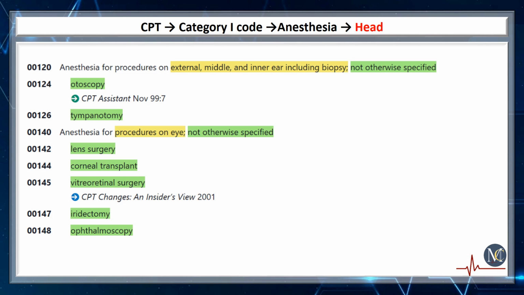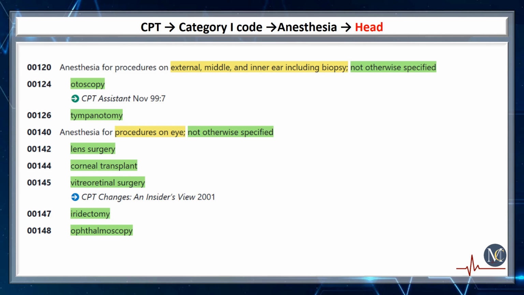Next code is 00126, tympanotomy. The tympanic membrane is also called eardrum or myringa. It is the part of the middle ear, and otomy means cutting into or incision. It means the provider provides anesthesia service to facilitate surgical access to the middle ear and structures for diagnostic purposes.